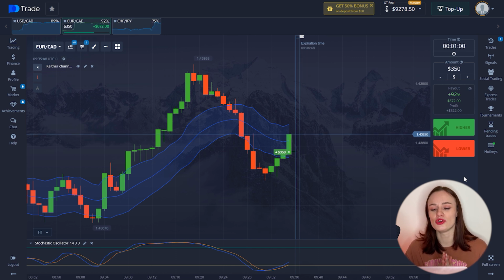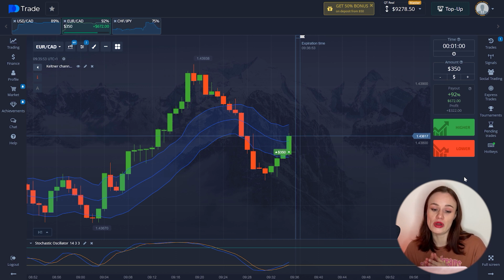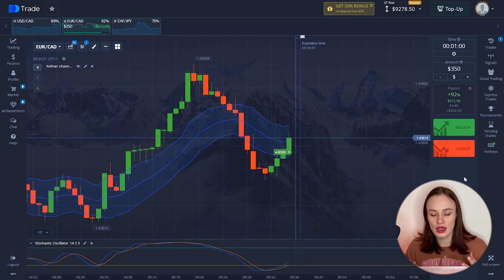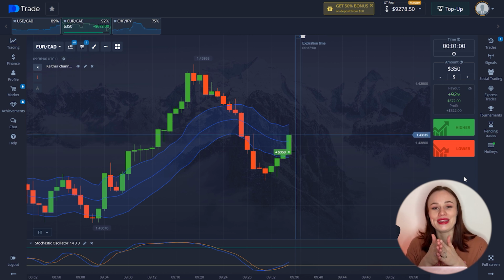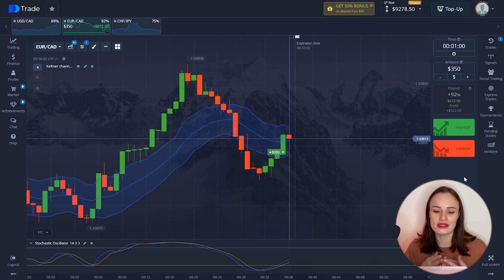And let me tell you one more important point. This strategy has proven itself very well precisely with a sideways price movement. In other words, with a flat. Therefore, with strong trends, be careful. Do not take risks in vain.